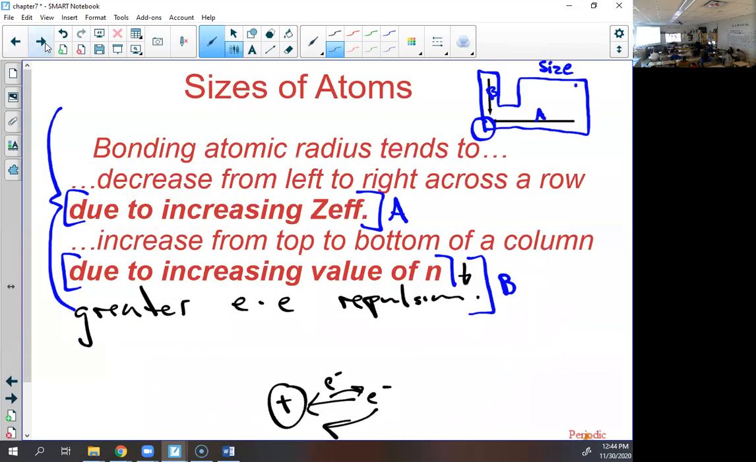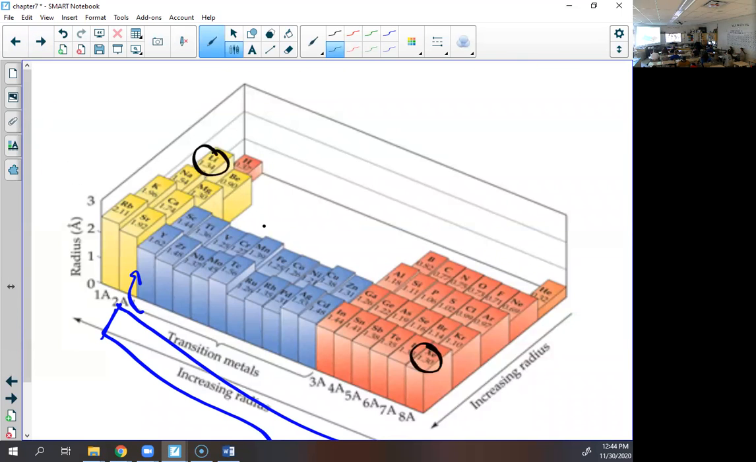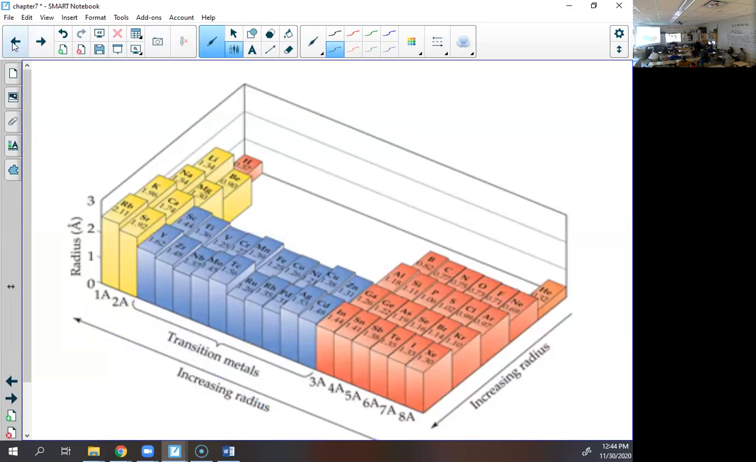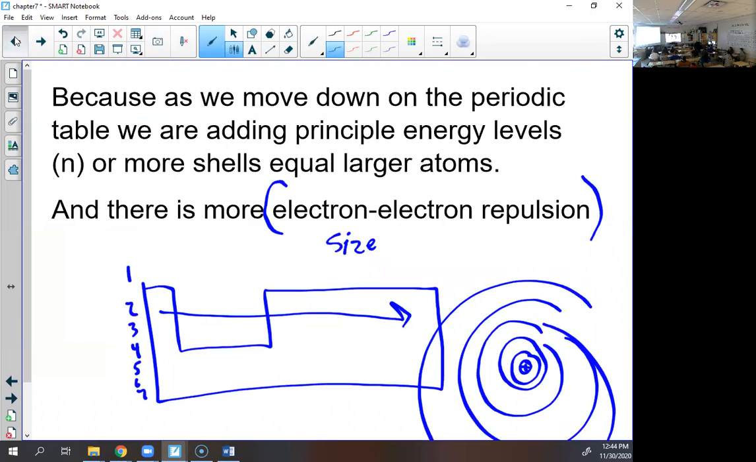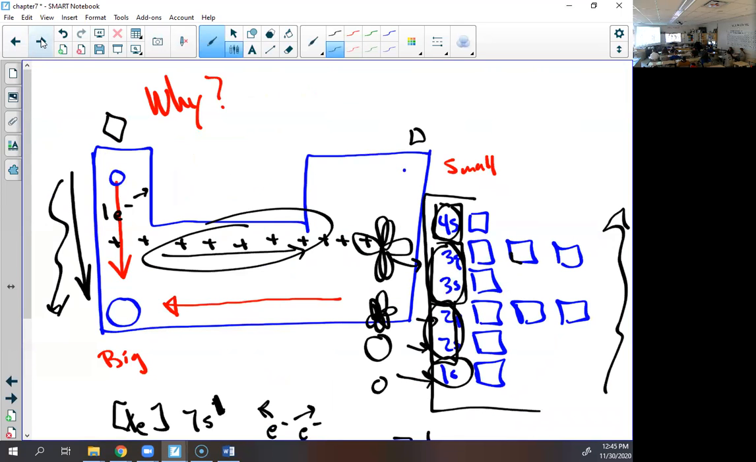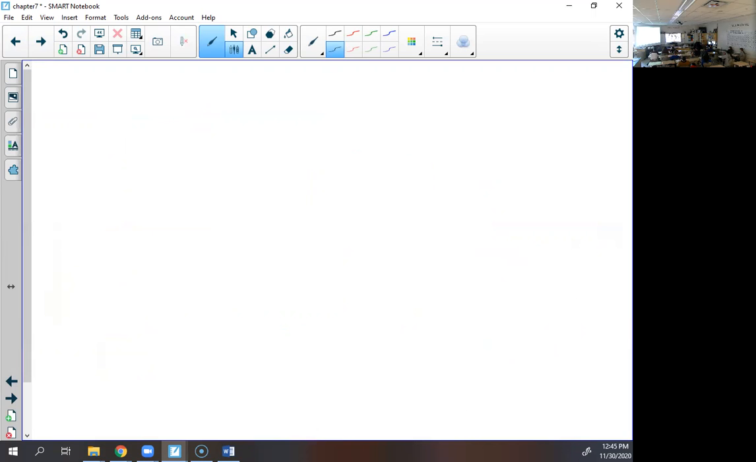All right, now, by the way, if you look at this, do you see some things are different than they should be? The exception. There's always exceptions. I am teaching you a general trend, but there are exceptions, okay? And we'll learn why. They're not that hard to explain. Okay, are we okay with this so far? So as of right now, we should understand Zeff.